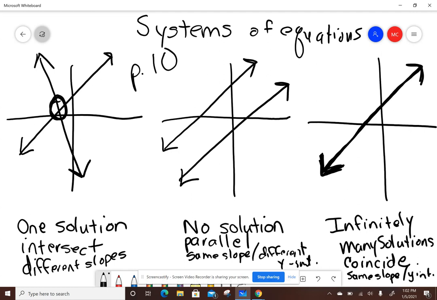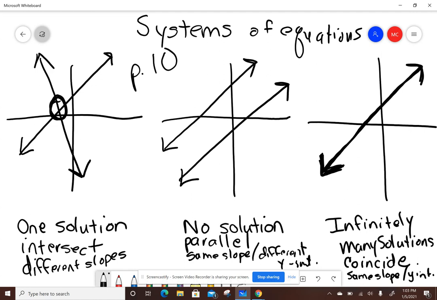Okay? So this is on page 10. You need to know this. There will be vocabulary on the quiz. So when you have different slopes, you have one solution because the lines will intersect. When you have the same slope but different y-intercepts, you will have no solution because they'll be parallel lines. If you have the same slope and the same y-intercept, they're coinciding lines and you'll have infinitely many solutions.